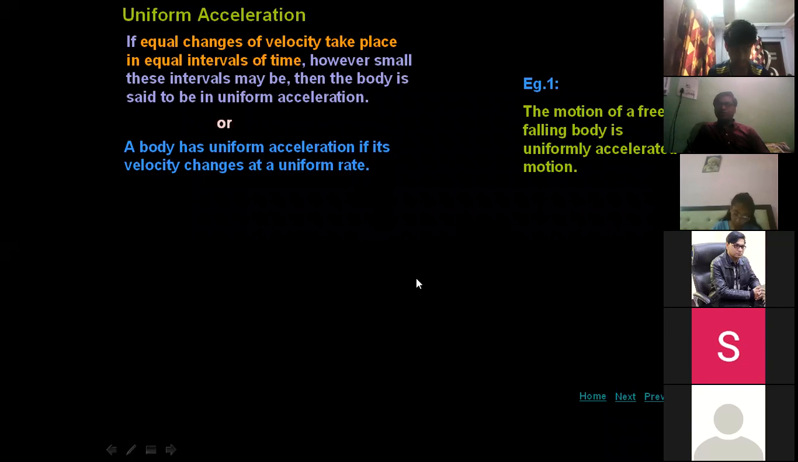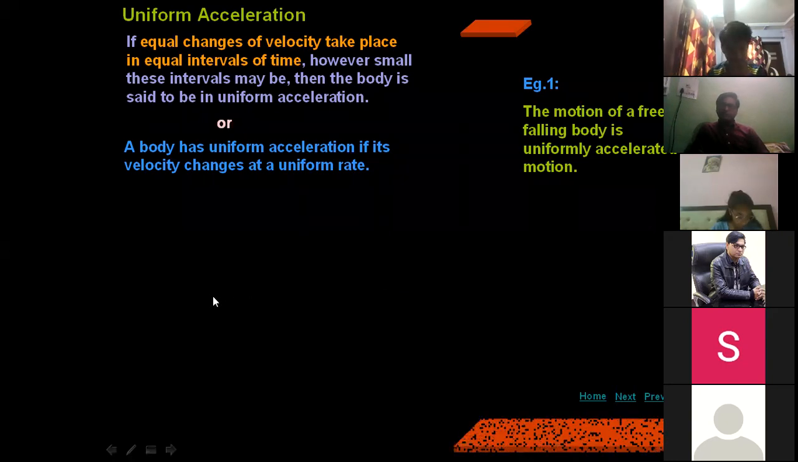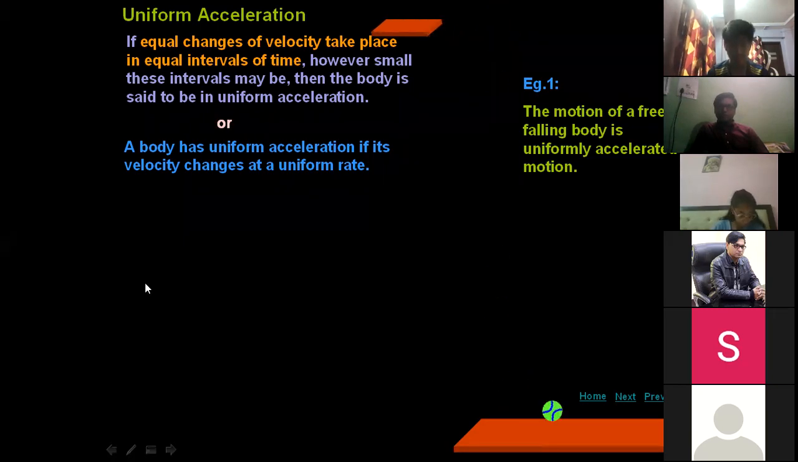So suppose that the motion of a freely falling body is uniformly accelerated motion. Suppose the body is at some height h, and a ball is kept at height h. When the ball falls from some height near the surface of Earth, it describes uniformly accelerated motion. See it again. If a body drops from some height, its motion is along a straight line. It is describing the motion along a straight line.